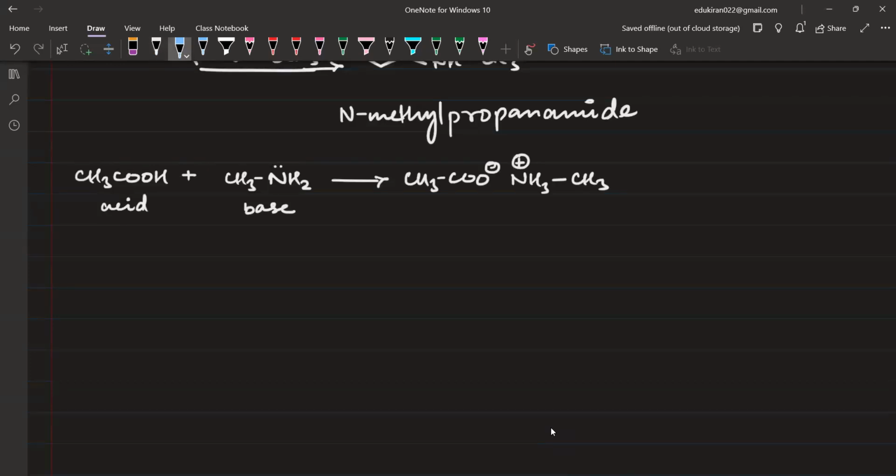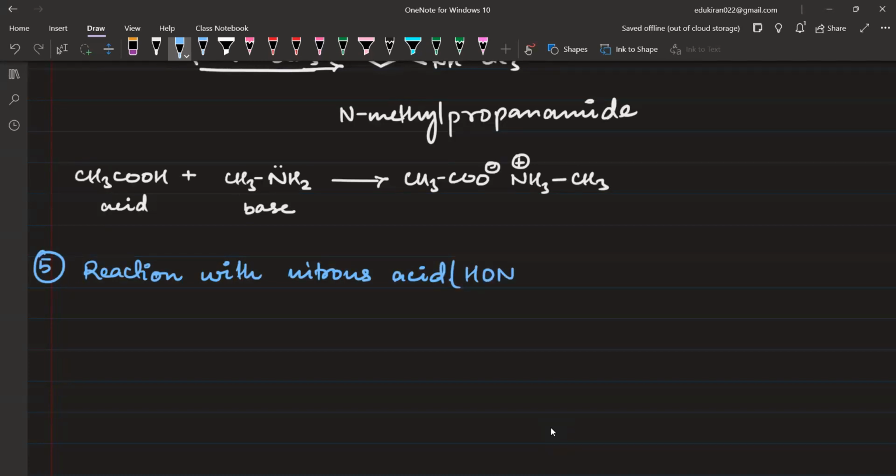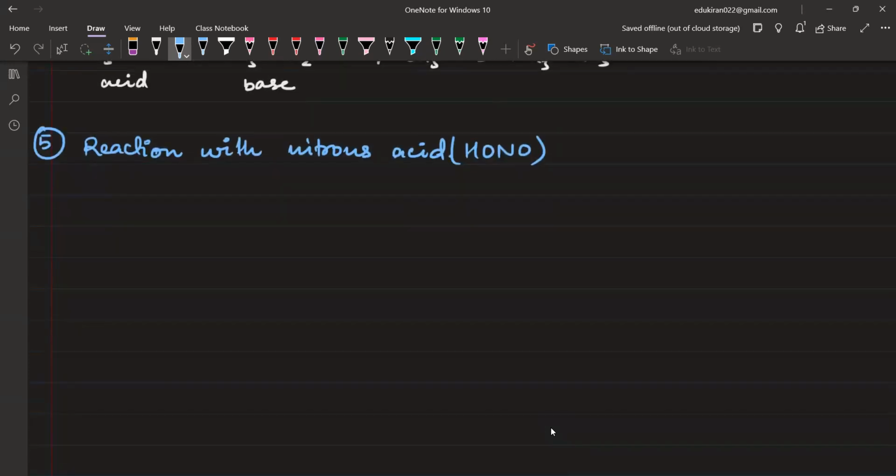Okay. After this, write the fifth chemical reaction that we have to see, the reaction with nitrous acid. Nitrous acid, I call it ONO. HNO2 is the formula, but according to structure, it is actually ONO. OH is bonded with nitrogen, which is doubly bonded with an oxygen atom. Okay, ONO. You have seen this ONO many times.